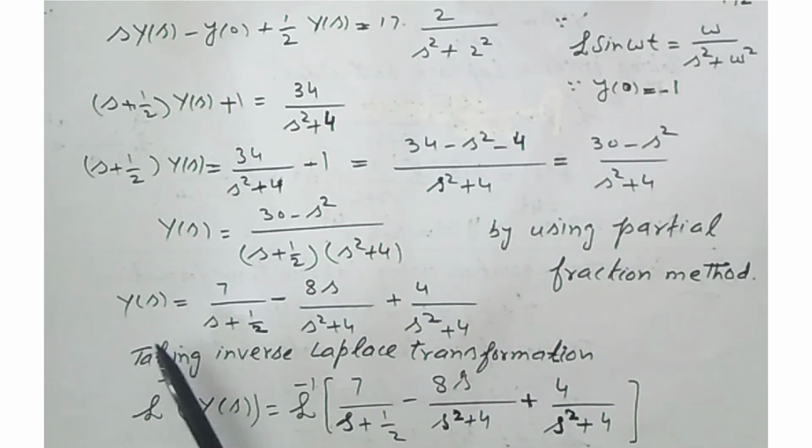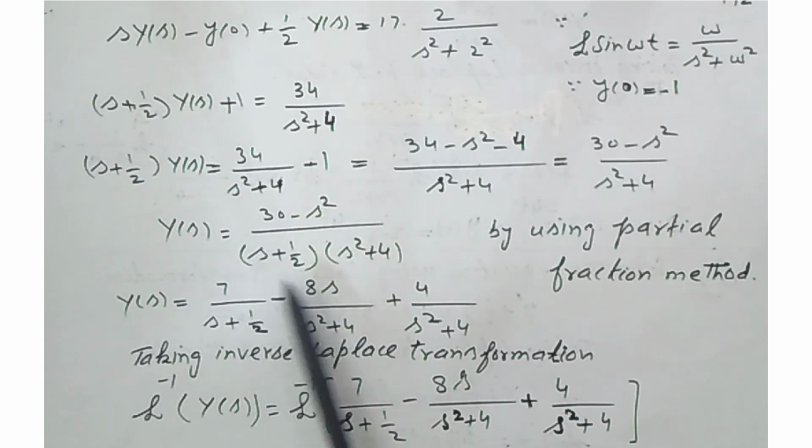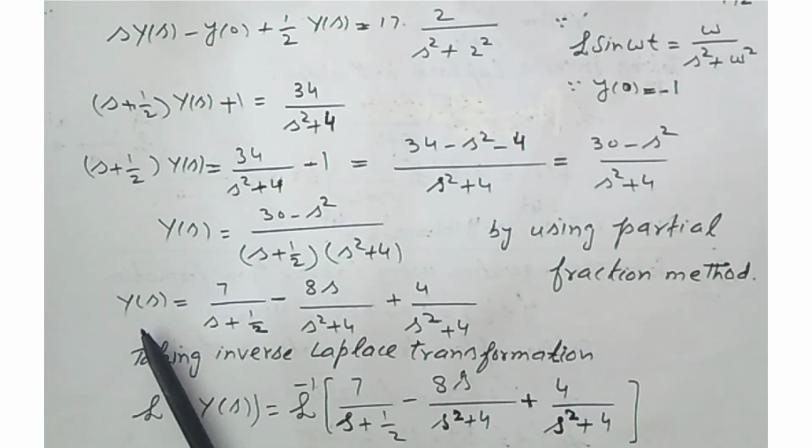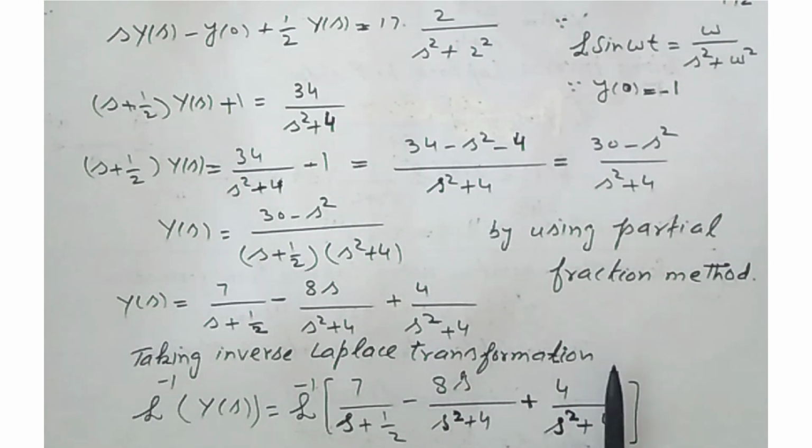Now by using the partial fraction method, we convert this fraction into partial fractions, and this will become Y(s) equals 7 over (s + 1/2) minus 8s over (s² + 4) plus 4 over (s² + 4). Now taking the inverse Laplace transformation on both sides, this becomes Laplace inverse of Y(s) equals Laplace inverse of 7 over (s + 1/2) minus 8s over (s² + 4) plus 4 over (s² + 4).